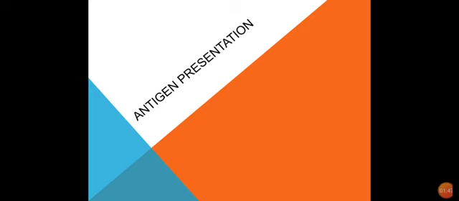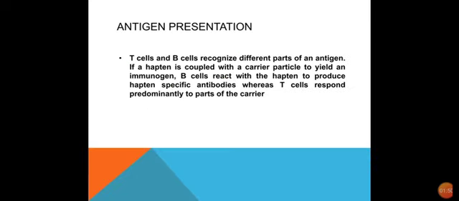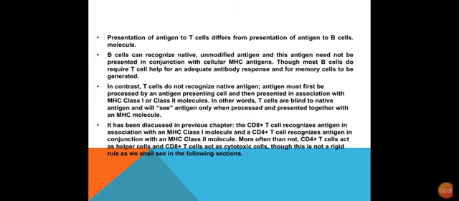First, antigen presentation. T cells and B cells recognize different parts of an antigen. If a hapten is coupled with a carrier particle to yield an immunogen, B cells react with the hapten to produce hapten-specific antibodies, whereas T cells respond predominantly to parts of the carrier. Presentation of antigen to T cells differs from presentation of antigen to B cells.